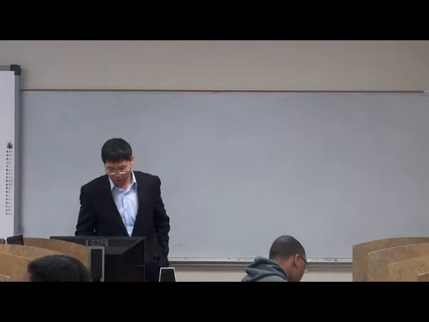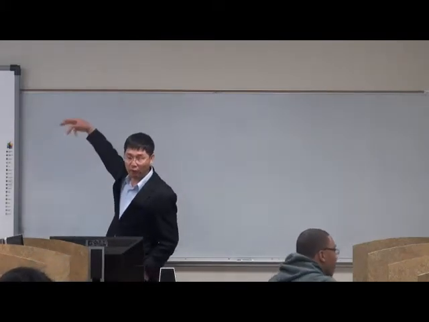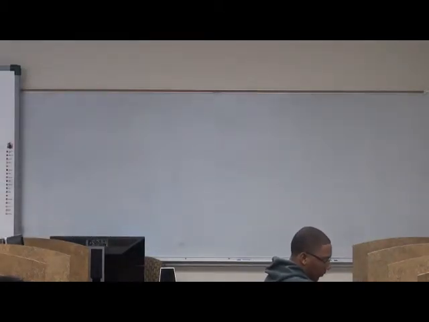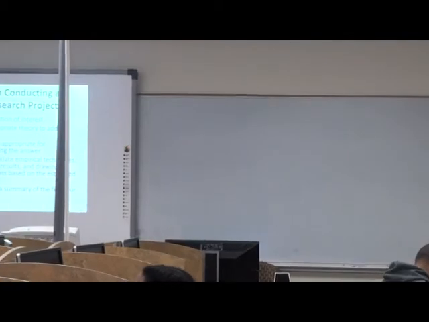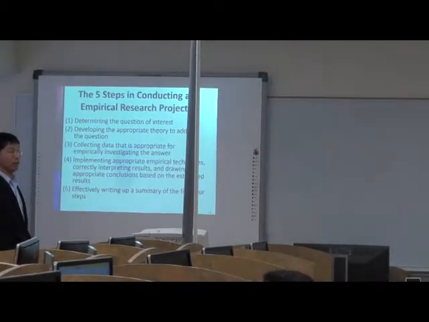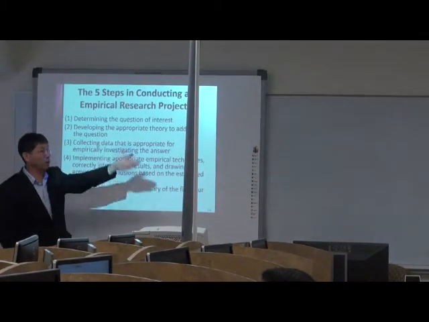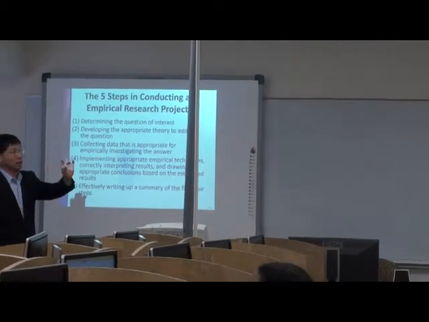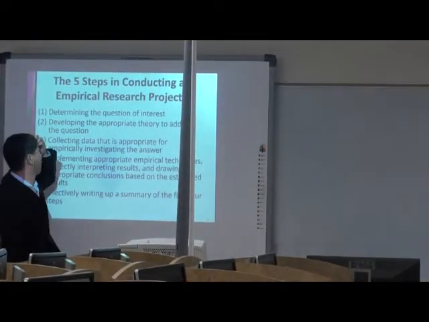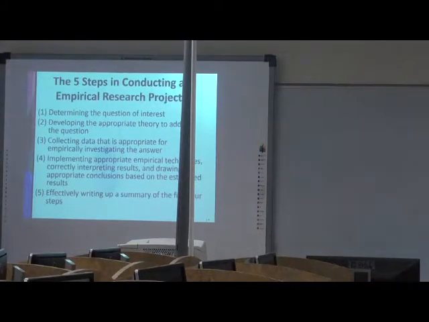Let's see. Okay, so I want to review again the 5 steps to conduct an empirical research project. There are 5 steps basically. The first step is interest or question. You have to choose any interesting topic. Today I will use the exchange rate between China and the U.S. That's my interest. You can choose any one, but I will show you an example.